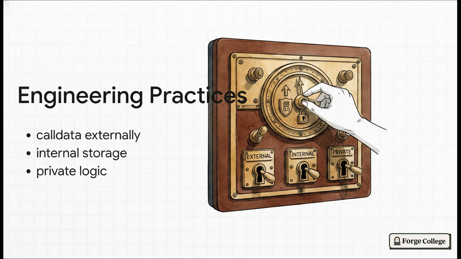By strictly using calldata with external functions and internal helpers for safe storage mutation, you ensure your data locations act as perfectly calibrated performance and safety knobs. You get the absolute cheapest gas costs combined with the highest possible security.